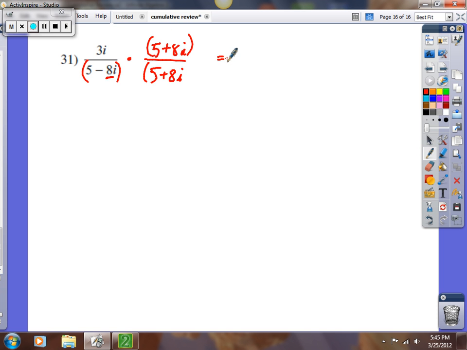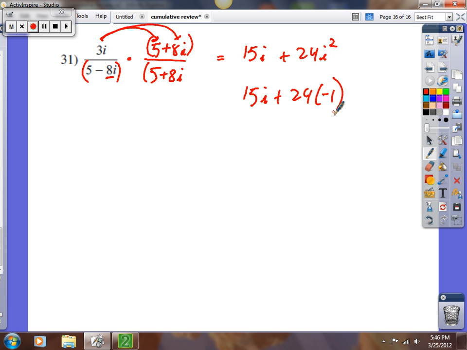On the top, you're going to have 5 times 3i, distributive property, 15i. And then 8 times 3 is 24. i times i is i squared. But i squared is going to get rid of our imaginary, and that's going to take us to a whole number. And i squared is just your negative 1. So this is 15i plus 24 times the negative 1. So we just got 15i minus 24. So that's what we got on top.